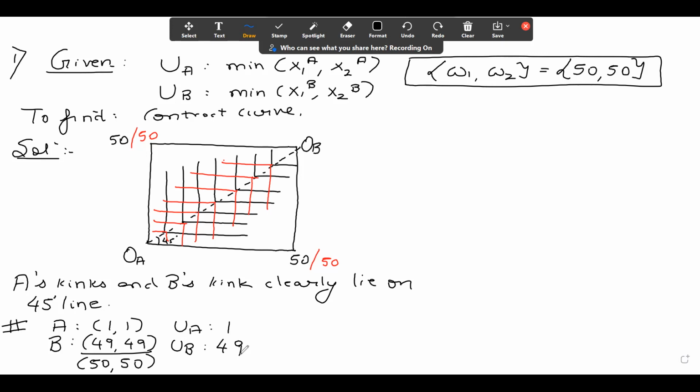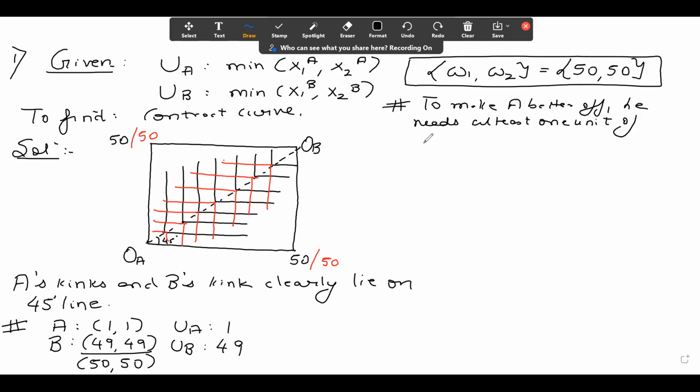Now let's try to make one of them better off. Suppose I want to make A better off. To make A better off, he needs at least 1 unit. He needs at least 1 unit of both the goods from me.